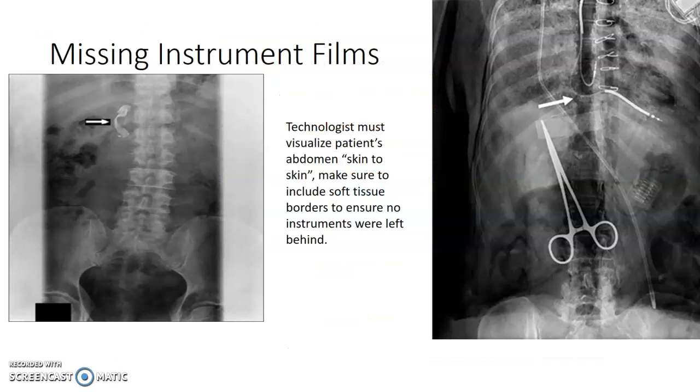Missing instruments. Most often you're doing an abdomen film. And at our facility, we require the film to demonstrate skin to skin. So this image on the left here would not be acceptable because it's collimating off the side, the lateral borders of the abdomen. If you have to go crosswise, you have to go crosswise. If you have to do quadrants, you do quadrants. But you include skin to skin, making sure there's no instruments left behind, sponges left in the patient, anything like that.